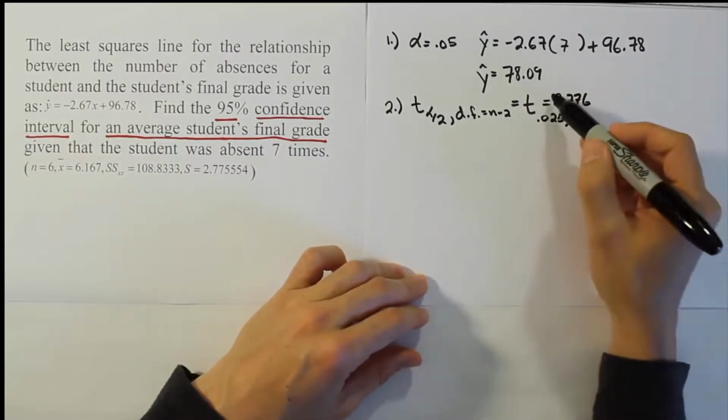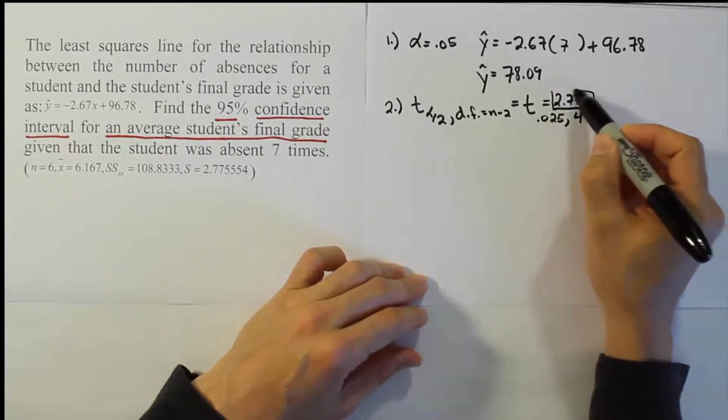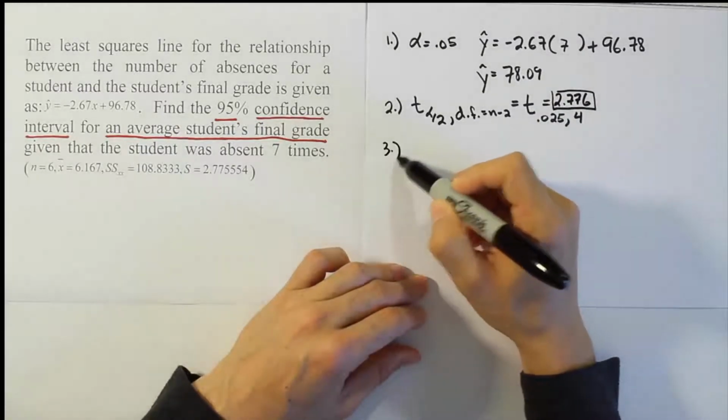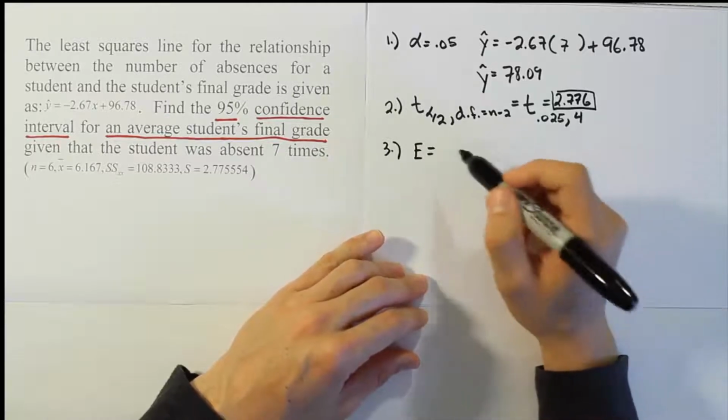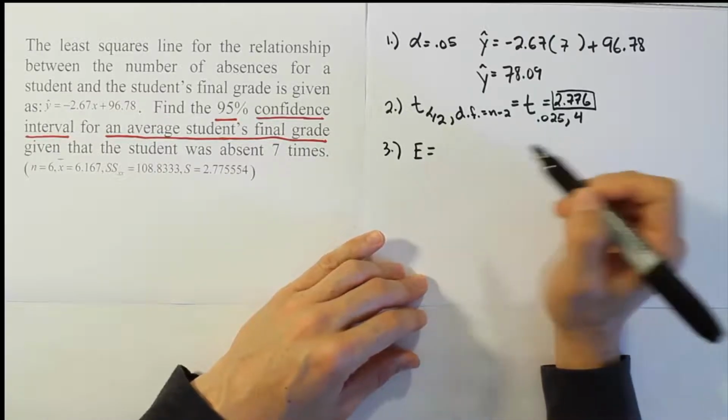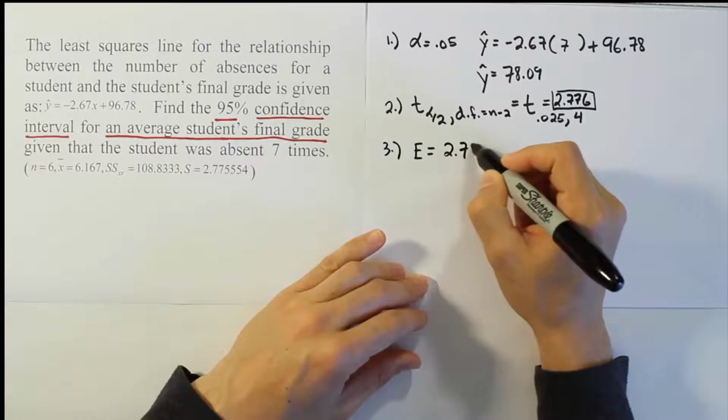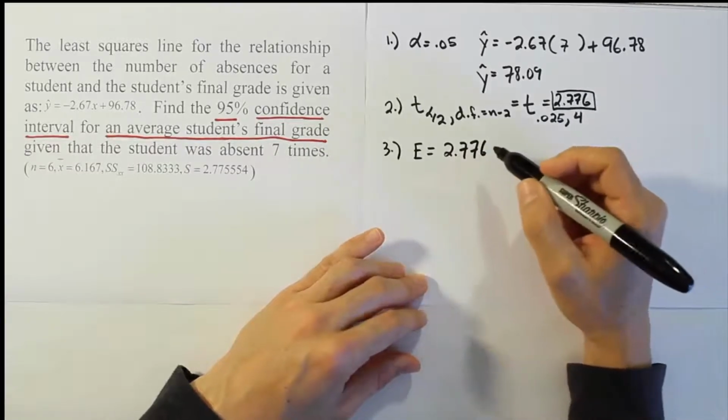2.776. All right, so now that we have that value, we're going to put it to use in our next step, which is the margin of error step. The margin of error for this problem is a little more complicated than we usually see, but it's not any more difficult in the sense that it's just a formula we have to fill in, right? So it's a longer formula, but it's still just a formula to fill in.